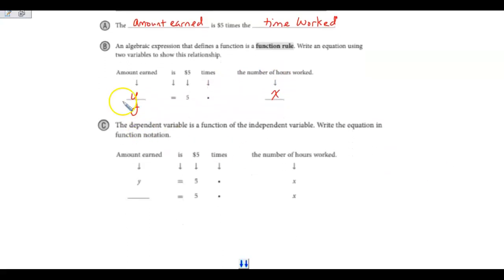Now I'm going to take that algebraic expression and change it to function notation. So we know that y is a function of x. So the function, which is 5, and we can actually write that. Let me do this. I'm going to change this to f of x equals 5 times x.